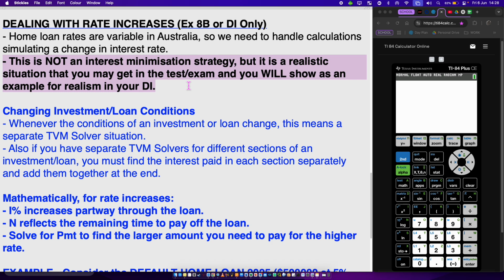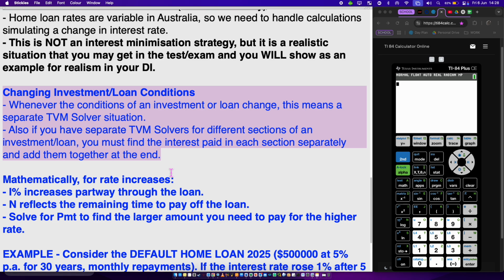Okay? Because I've seen questions like this in the test, I've seen them in the exam too, and you're going to do it in your DI, no choice there. So one thing to keep in mind, whenever the investment or loan conditions change, that's a whole separate TVM solver. Next, if you have separate TVM solvers, that means you're going to work out the interest paid in each section separately. So can I ask you please to get those 2 points down? When you have a change in an investment or loan, you're going to have a whole separate TVM solver. And if you have separate TVM solvers, you need to work out the interest separately.